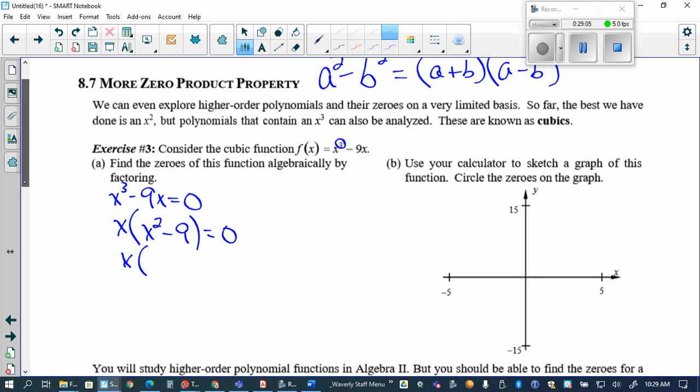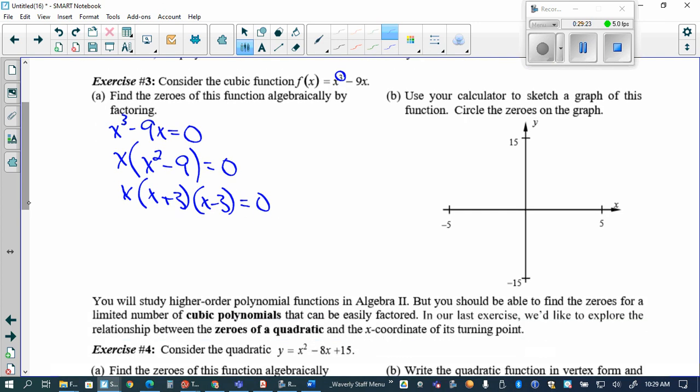There's no a's in here. x plus 3 times x minus 3 equals 0. There's your difference of 2 squares. And now we have 3 factors. What do we do with them?